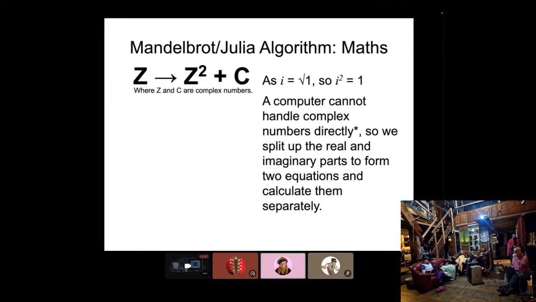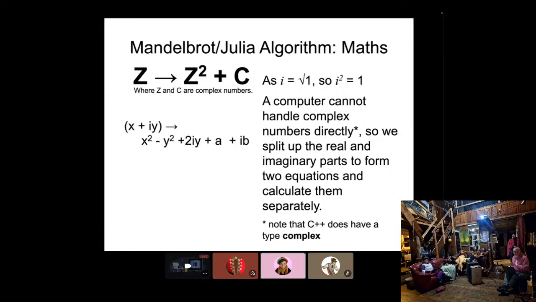Computers normally cannot handle complex numbers directly. So we split up the real and imaginary parts to form two equations and calculate them separately, because most computer languages can't handle them; C++ does have a complex number type, and there are probably some other languages that do, but most can't. So that was from the previous slide. I've just written it out slightly differently, but effectively x squared minus y squared plus 2ixy plus a plus ib. Therefore our x component has all of the real stuff, because if you remember, the real numbers are on the x-axis, and the y is the imaginary.